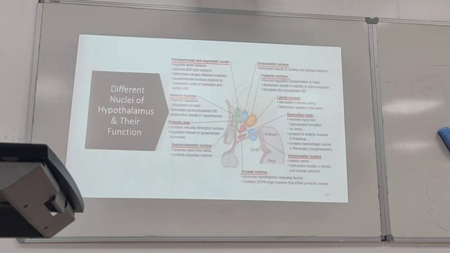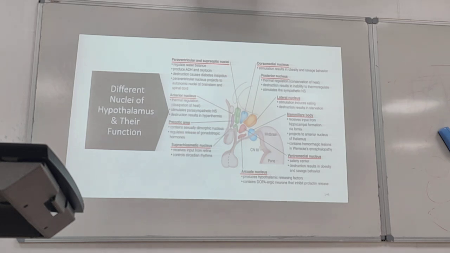Doctor, what are you saying? I am saying this. Just don't worry about MCQ. Just to make the concept. The MCQ slide is different. We know 10 nuclei in the small point which is the hypothalamus. Regulate water balance, produce ADH, oxytocin, destruction causes diabetes insipidus, paraventricular nucleus, temperature regulation, sympathetic, parasympathetic control, sexual activity.